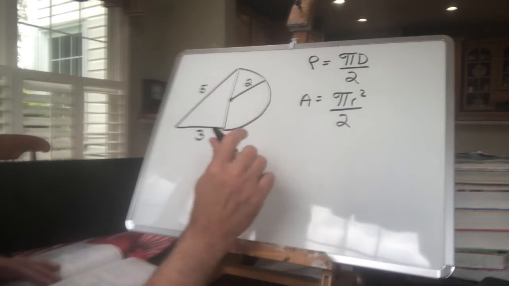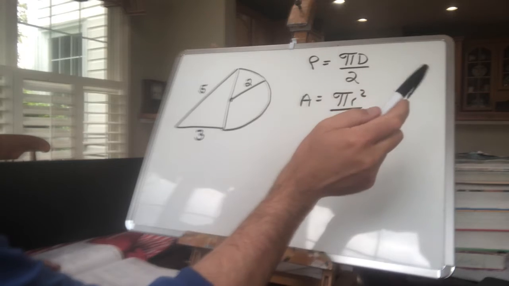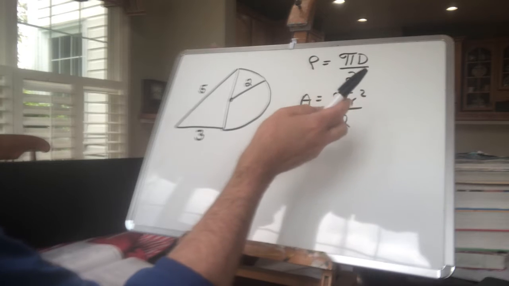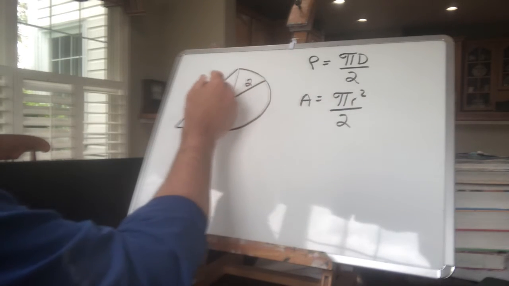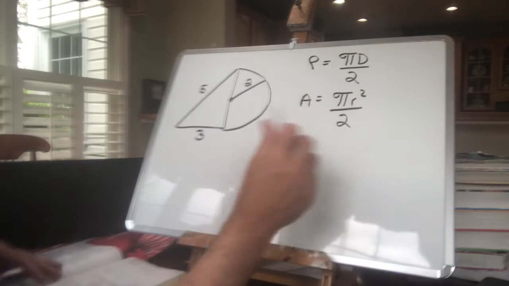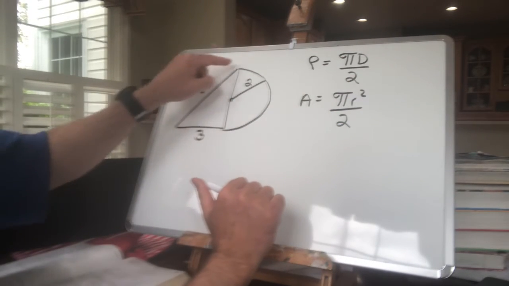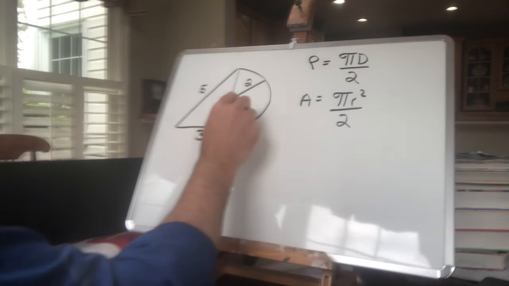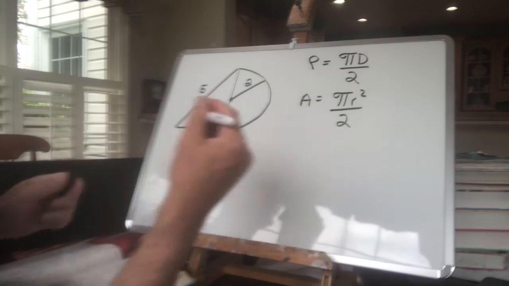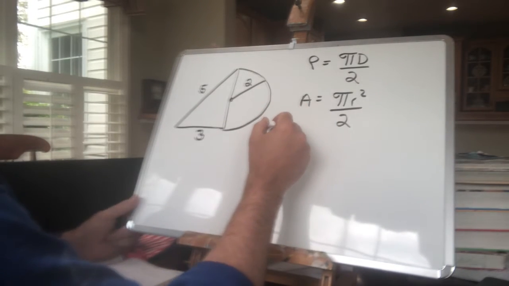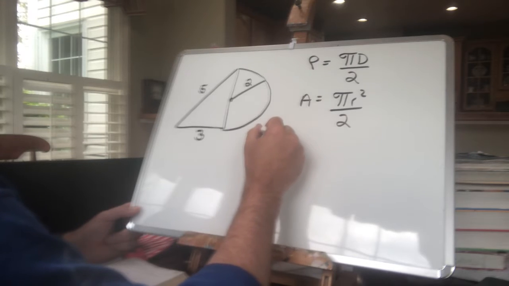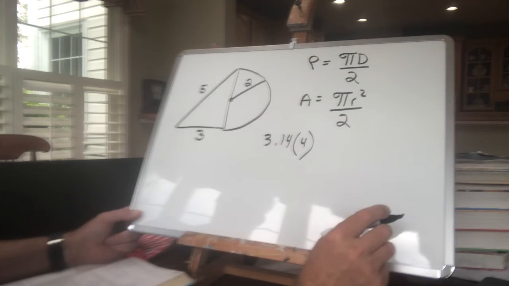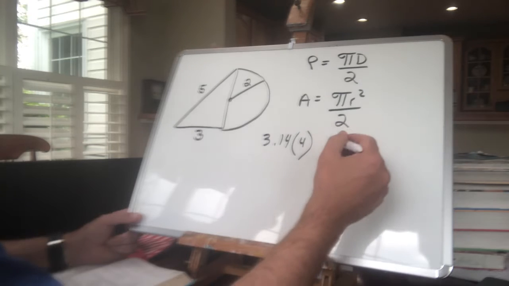The perimeter of a semicircle is pi times diameter divided by 2, because it's only half of a circle, so we're going to divide it by 2. So now we need to find the perimeter as if it were a whole circle, and that's pi times diameter. What is the diameter of this? If this was a whole circle right here, this would be the radius, the diameter would be twice that. So it would be 4. So the perimeter would be 3.14 times 4, whatever that is. It's going to be 12 point something.